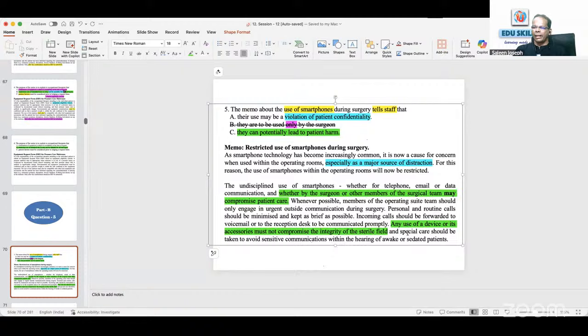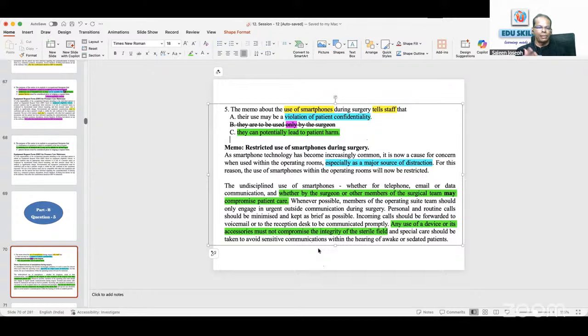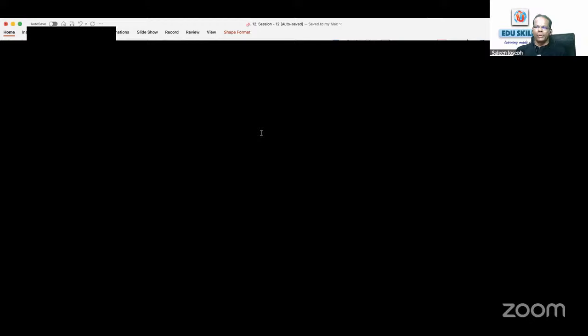Here, they are not speaking of confidentiality. "Special care should be taken to avoid sensitive communications within the hearing of awake or sedated patients." What does it mean? Does it speak about patient confidentiality? No. It's saying that when doctors and health workers communicate something about the patient and their treatment, the patient may be half sedated or may be hearing it, and it will harm their confidence, right? So that's nothing to do with patient confidentiality. So this is clear, right? They can potentially lead to patient harm.